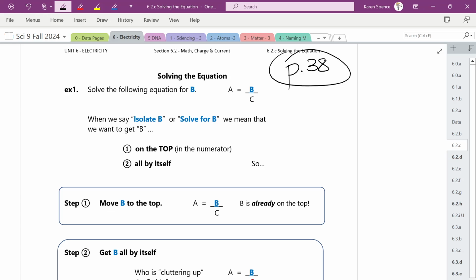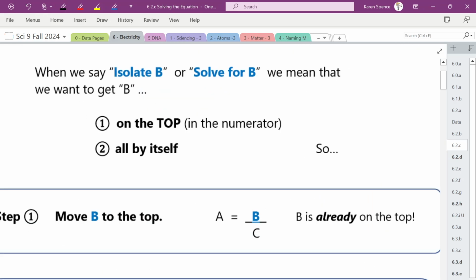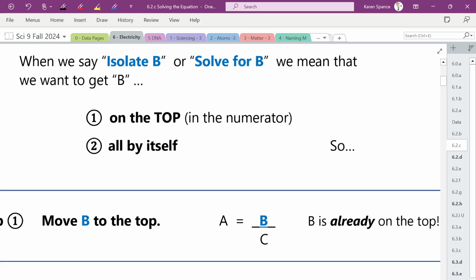So if you remember in Guess Cubs, we've been skipping over one of the S's, right? We've been skipping over solve. We've always had the thing that we want on the top, all by itself. And I'm going to add in a third one on the left. Okay, so we haven't had to do that. Whatever we're wanting, whatever our unknown is, it's always been on the top, all by itself, and on the left. Okay?